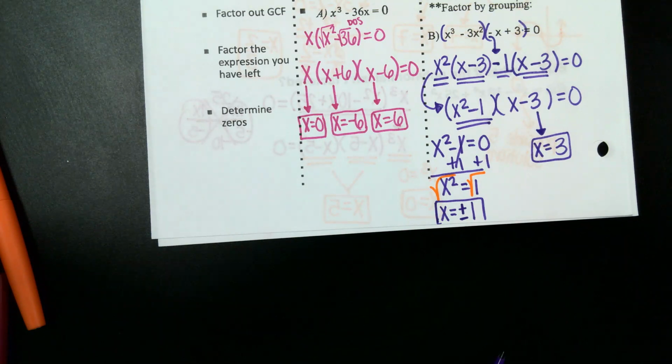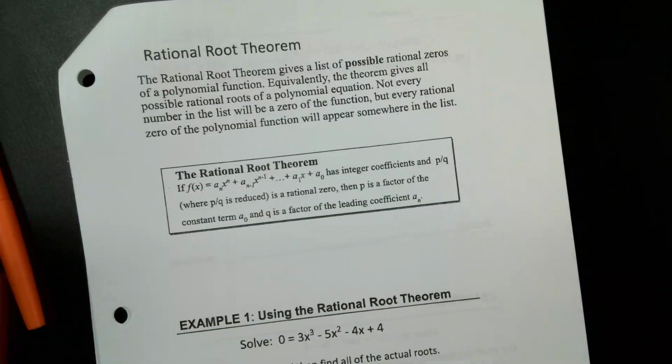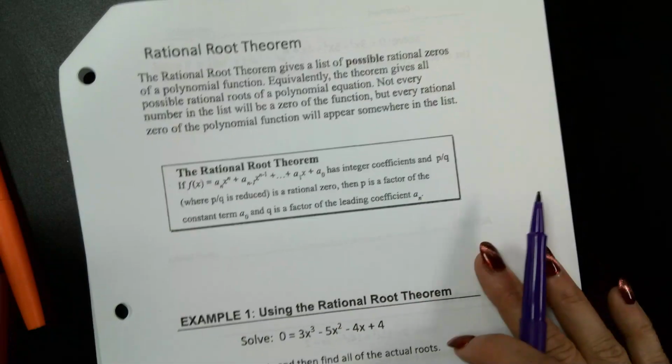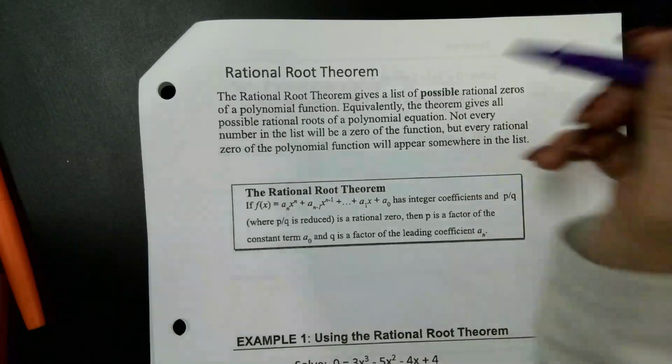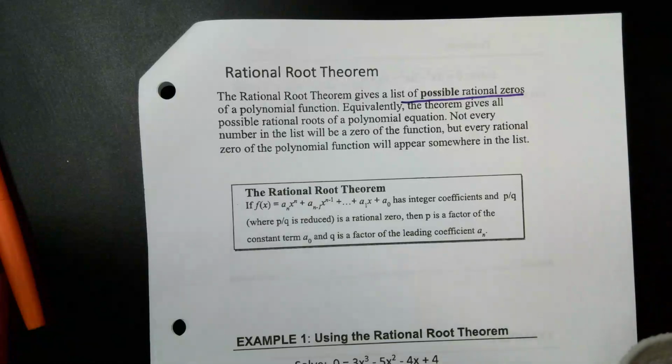So now this is going to be some new stuff coming up next. The ones that we're going to work on next, it's something called the rational root theorem, okay? What this rational root theorem does is it gives us a list of possible solutions to polynomial functions, okay?